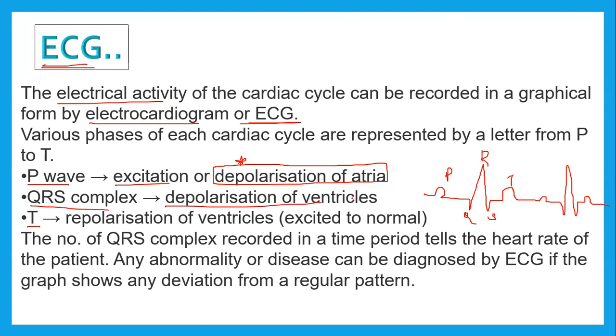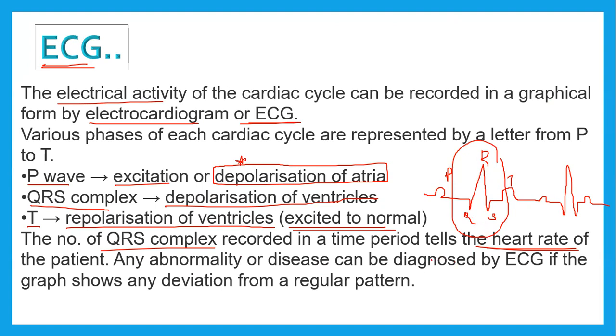QRS complex indicates the depolarization of the ventricles, and T wave the repolarization of the ventricles, that is from the excited to the normal form. The number of QRS complexes recorded in a time period tells the heart rate of the patient. So what is heart rate? The number of QRS complexes only. Heart rate is equal to QRS complex. It's not P plus QRS plus T. It's QRS complex alone.